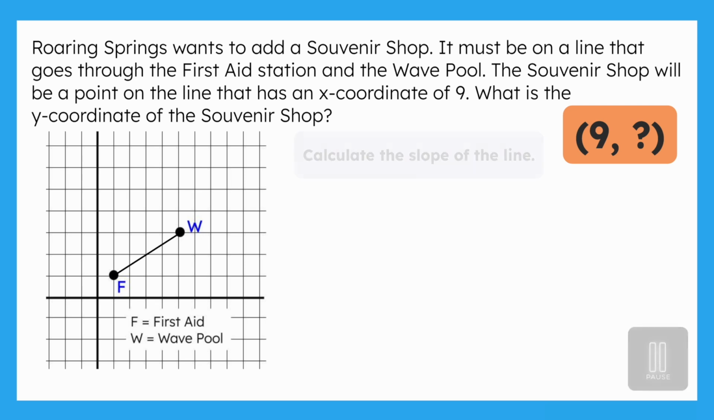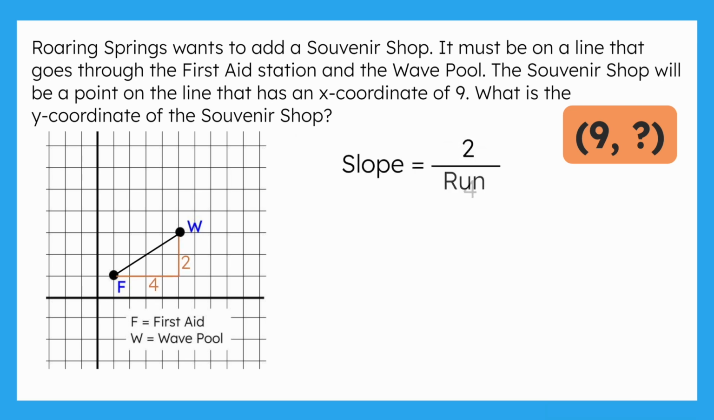The rise is 2 and the run is 4, which simplifies to a slope fraction of 1 over 2. Is it positive or negative? Yep, the slope is positive because the line goes up as we trace from left to right. Now we're going to draw slope triangles until we get to an x-coordinate of 9.